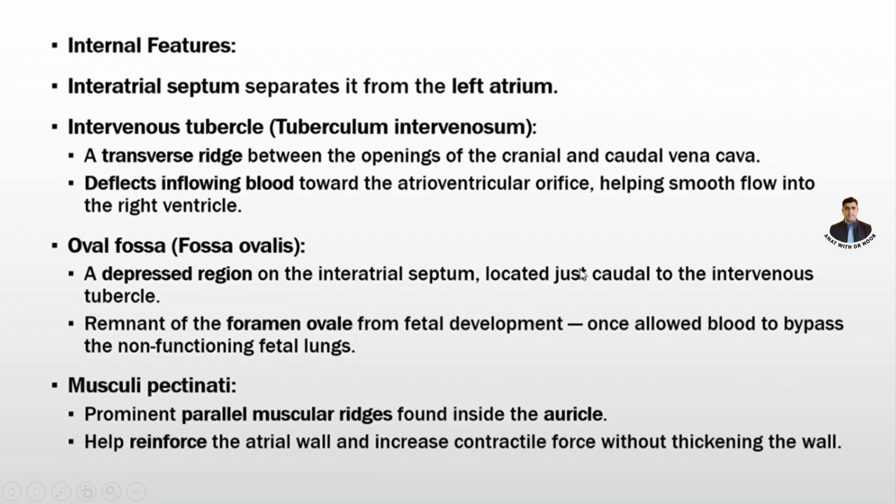Oval fossa, a depressed region of the interatrial septum, located just caudal to the intervenous tubercle. It is the remnant of the foramen ovale of fetal development, which once allowed the blood to bypass the non-functioning fetal lungs, but it doesn't work anymore. Musculi pectinati: the prominent parallel muscular ridges found inside the auricle. They help reinforce the atrial wall and increase the contractile force without thickening the wall.